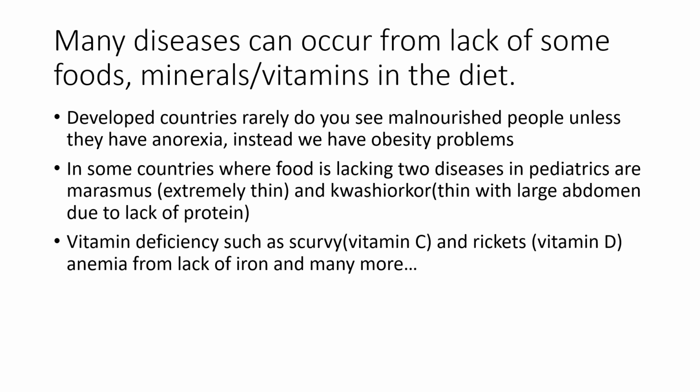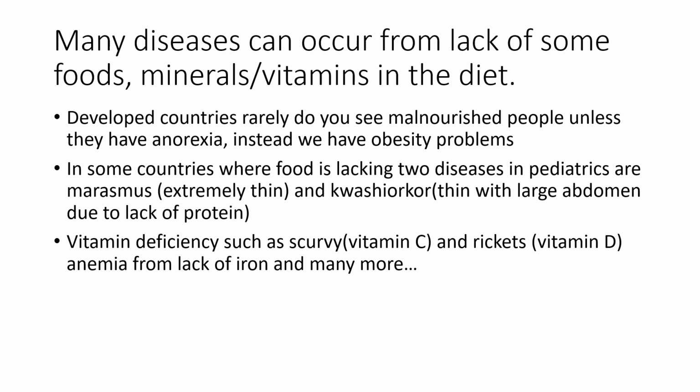Now, in some countries where food is lacking, two diseases in pediatrics are marasmus and kwashiorkor. In both, they're extremely thin, and in kwashiorkor, they have a lack of protein, which can lead to a large abdomen as the child gets older. And without proper nutrition, certainly they're going to be at risk of dying, or they'll be more susceptible to any other diseases, especially infectious diseases.